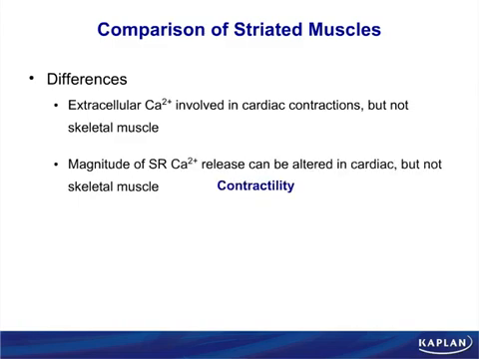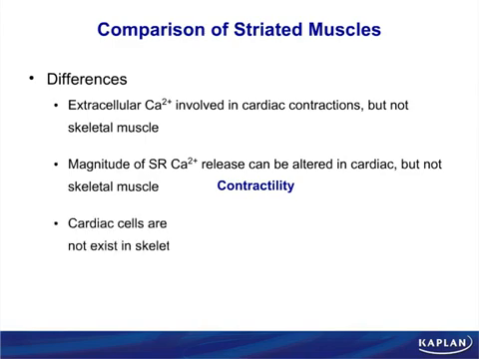Now, in cardiac tissue, the magnitude of calcium release from the SR can be altered. You don't saturate all the troponin binding sites, so you don't get all the fibers engaged. So if we increase calcium release, we will increase force of contraction. That, of course, is contractility, also known as the inotropic state. We talk more about contractility and the inotropic state in section 4. But this is a big point regarding cardiac muscle.